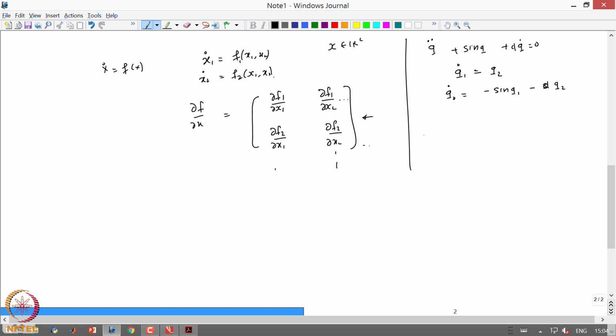Now, let me compute the A matrix for this. A is df by dx evaluated at the equilibrium point. So, x1, x2 are the q1, q2 here. The partial derivative of f1 with respect to q1 is 0, with respect to q2 is 1. The partial derivative of the second term with respect to q1 will appear here as minus cos q1, and with respect to q2 will appear here as minus d. Now, I compute this at (0, 0) and (pi, 0). So, these are my two equilibrium points.